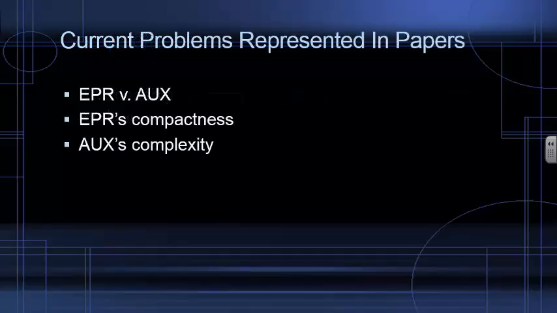So we talk about the current problems represented in this paper. We have the issue of incompatibility between EPR and AUX. And then you have the degradation of the T gates by the EPR. And then we have the issue of the evaluation of the auxiliary qubits being polynomial to exponential in their depth, so as to minimize the issues.